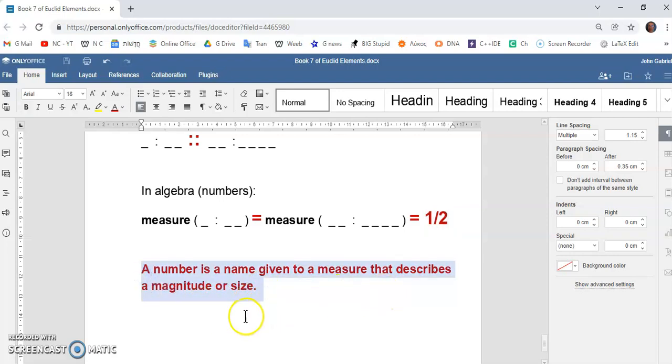So a number is a name given to a measure that describes a magnitude or size. This was the first time number was well defined, by myself, of course. It takes an absolute genius to understand the Elements of Euclid, and I am that genius.